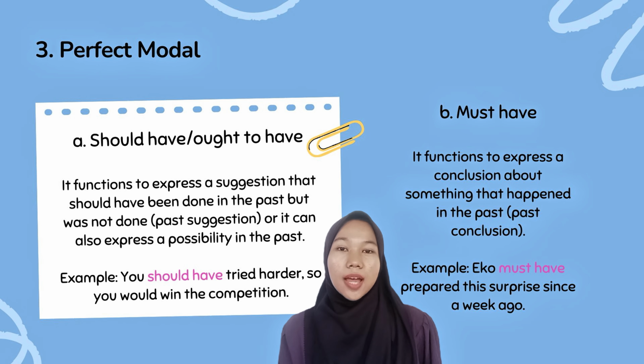Must have. Meanwhile, must have is used to express a conclusion about something that happened in the past. It is often used when we are sure about a past event based on evidence or reasoning. For example, Echo must have prepared the surprise since a week ago.